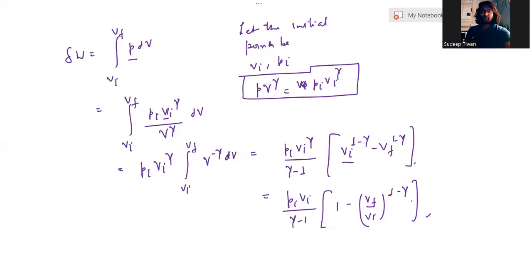And in the next class itself, we are going to find whether work is a state function or not a state function, and why we are using this kind of notation here.